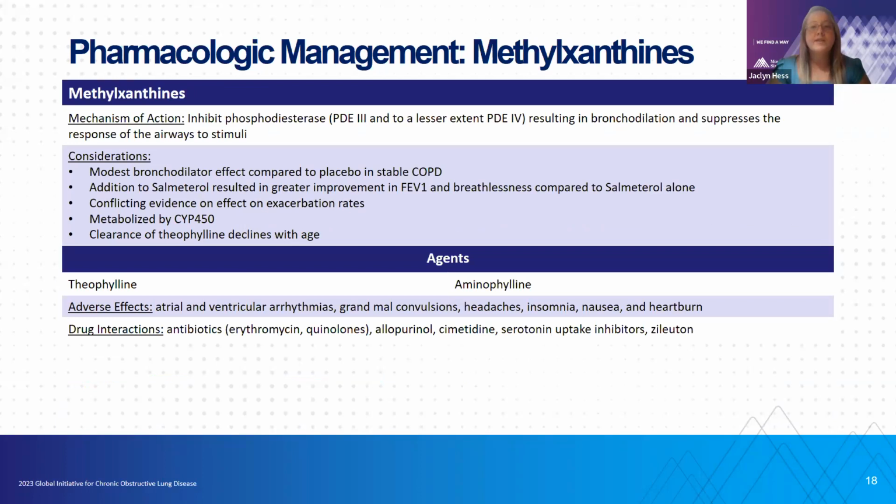So next we have our methylxanthines, and we don't typically see these used commonly in these patients, but they do have a modest bronchodilator effect compared to placebo in stable COPD. And in one study, when they were added to salmeterol, there was a greater improvement in FEV1 and breathlessness. There is some conflicting evidence on how these agents do with regards to exacerbation rates, another reason why they're not typically seen as often anymore.